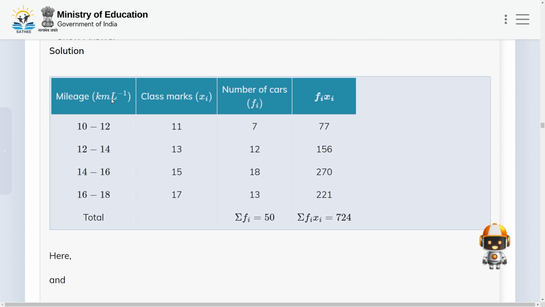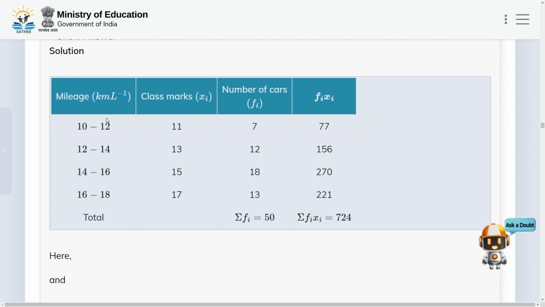First of all, we make this table. Here we calculated class marks xi and fi xi. The mileage in kilometers per liter is given in these class intervals, and the class mark xi is calculated using the formula: lower limit plus upper limit divided by 2. Then the number of cars is denoted by fi, and then we calculated fi xi.